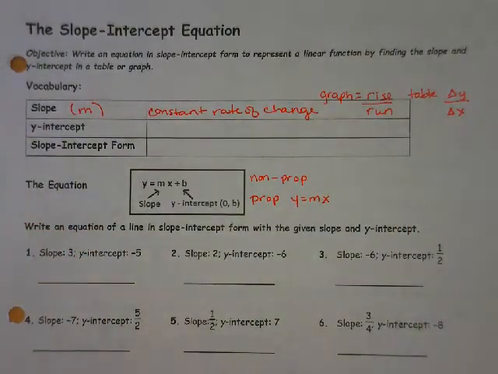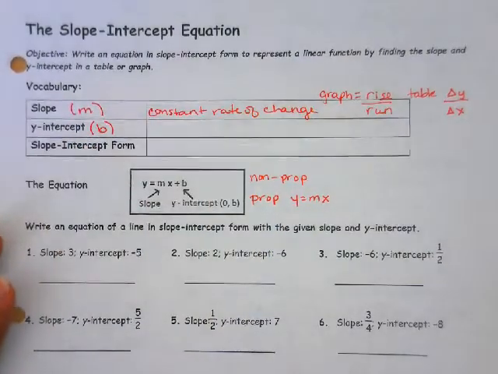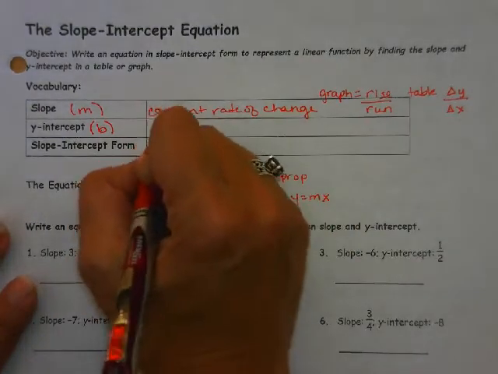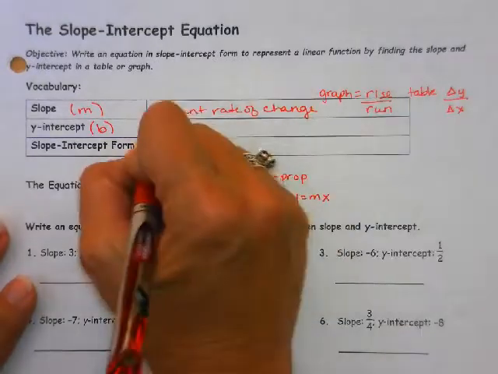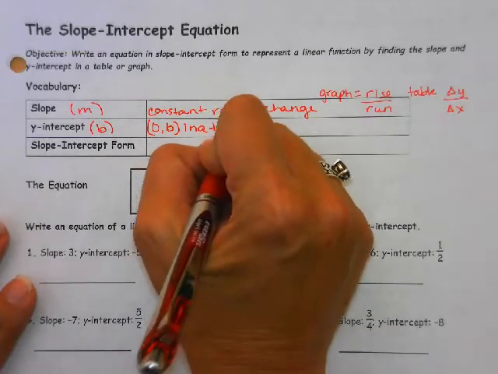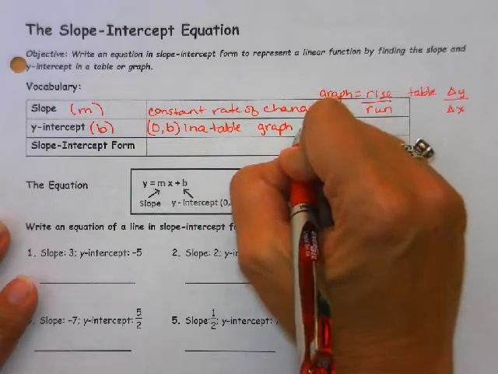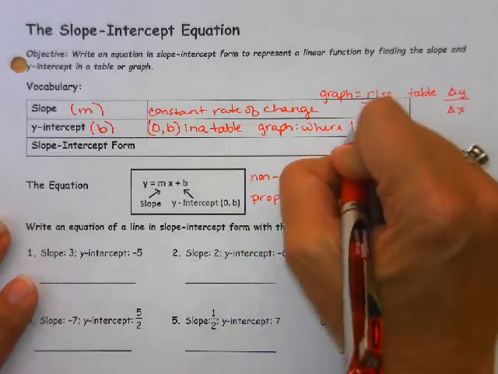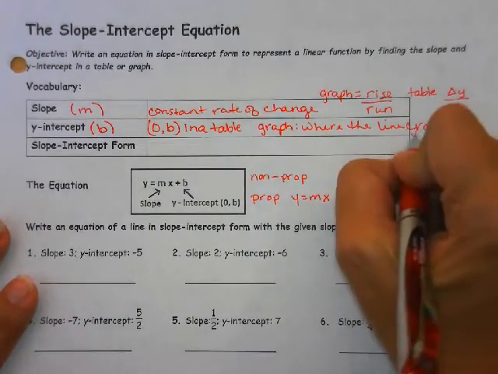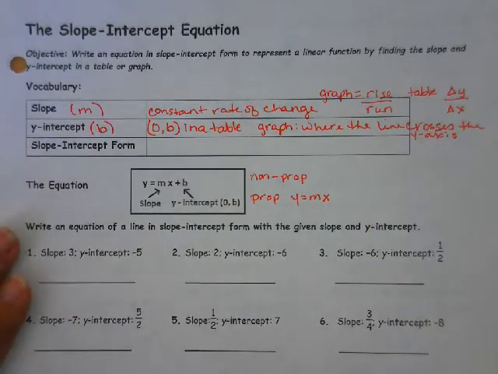So our second piece we're going to talk about now is y-intercept, and this actually has the letter b for the y-intercept. If you think of it, it is the beginning of the graph. It is going to be the 0 b value in a table. Okay, in a graph, this is where the line crosses the y-axis. And we'll see examples of all of this.